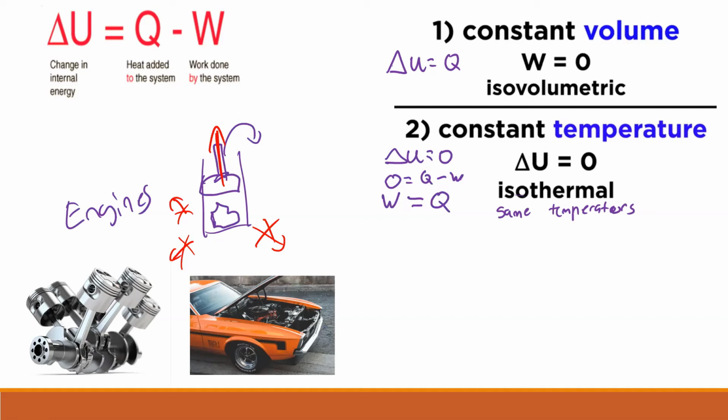So the next question is, okay, we've done one where there's the same volume, and we've done one where there's the same temperature. So we've done one with that work, and one with that internal energy. I think the next one will be, what happens if no heat can get in or out of the system?